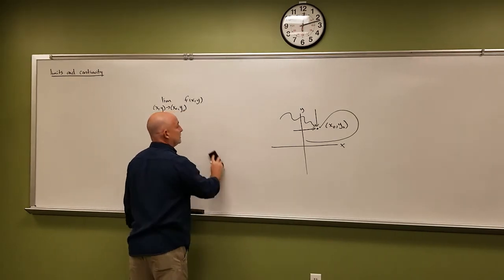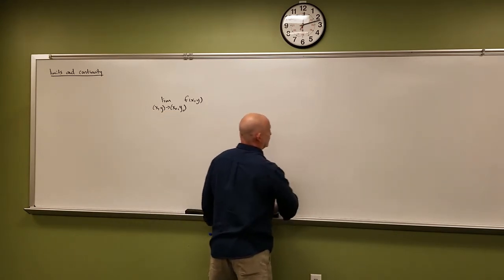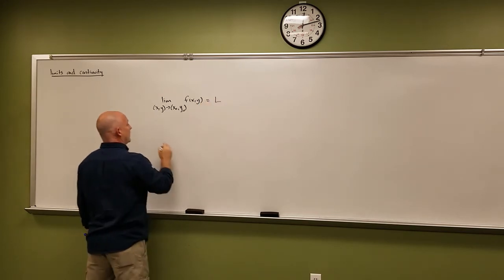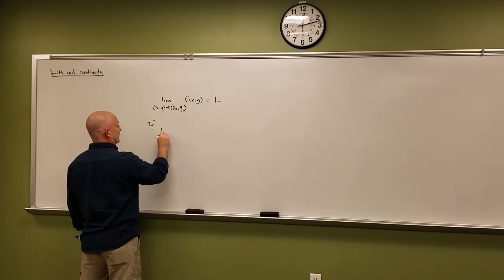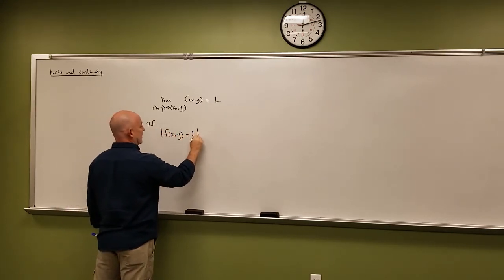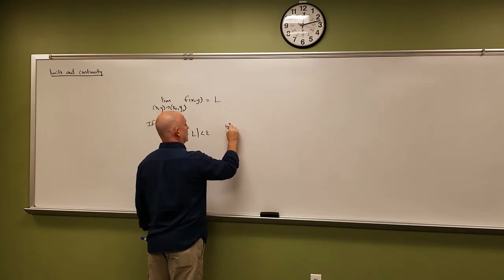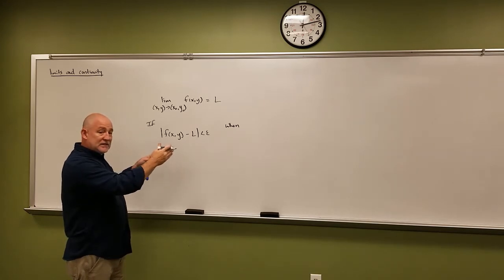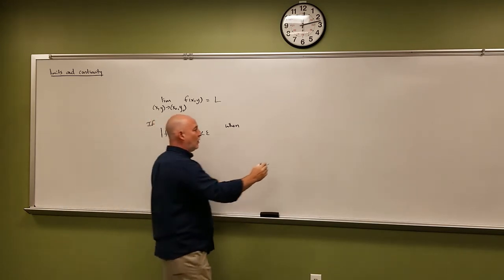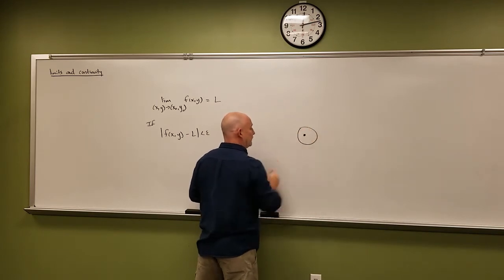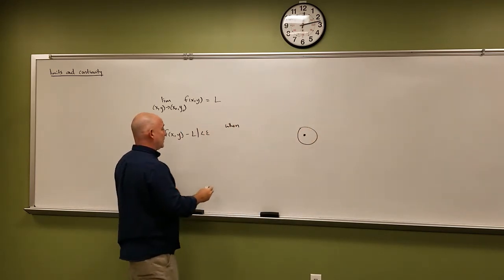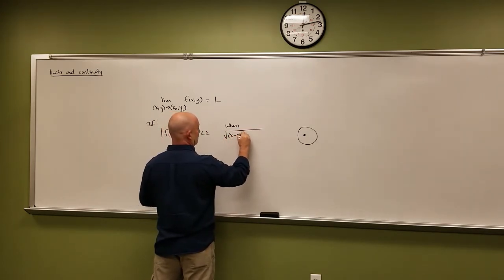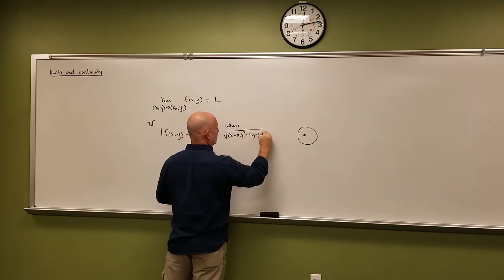Now there is a definition, just like before, but it's a little bit uglier. Let's put an L there. It still says if the distance between this and L is less than epsilon, when, now here's the big difference, it's not just the distance between x and c on the number line, it's the distance from all the points to a single point in a two-dimensional plane. So basically a circle of points around it. So that would be the square root of x minus x naught squared plus y minus y naught squared has to be less than delta.